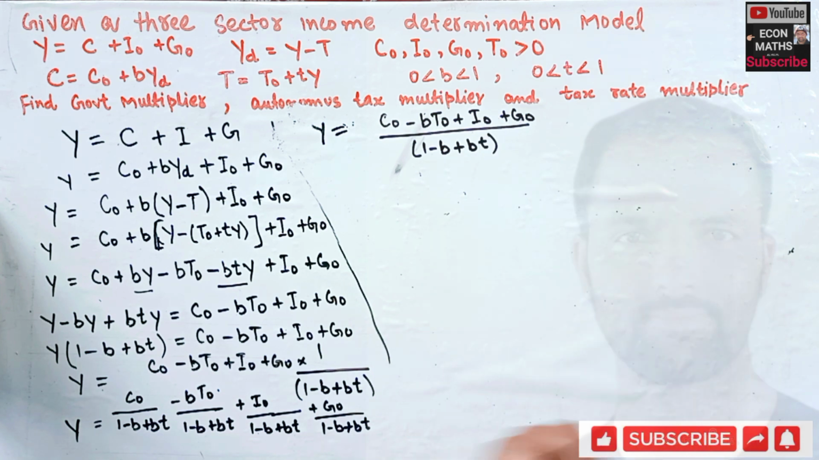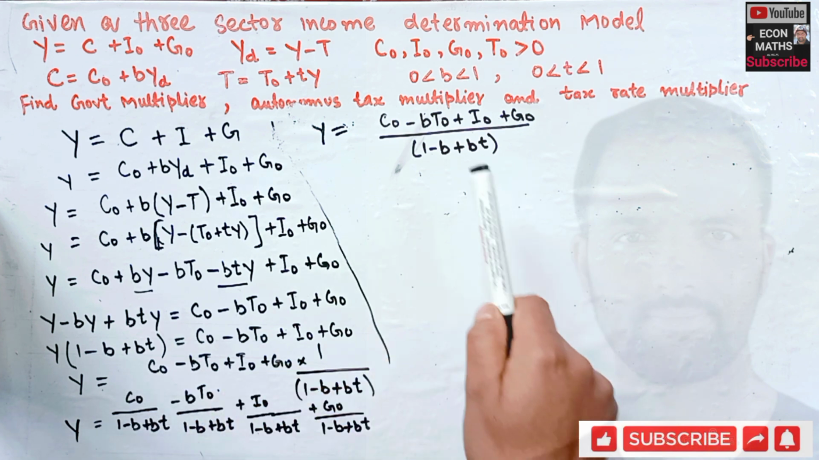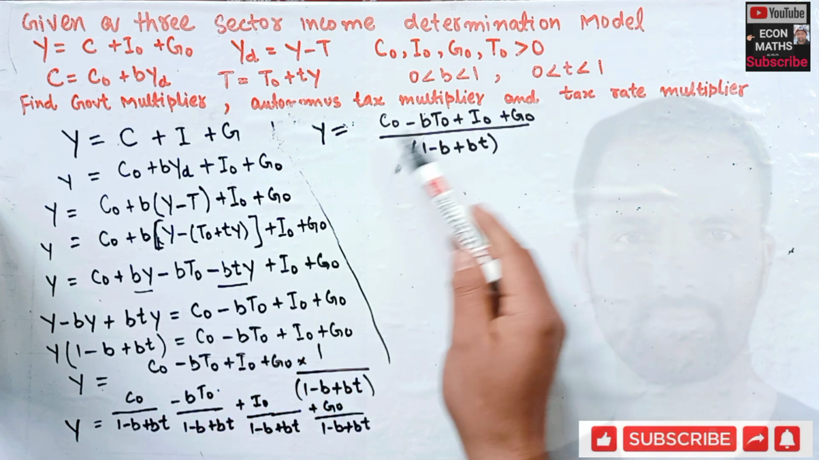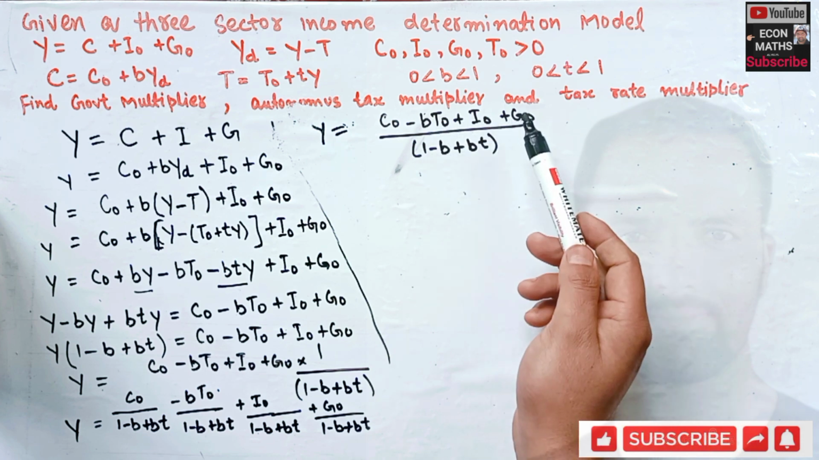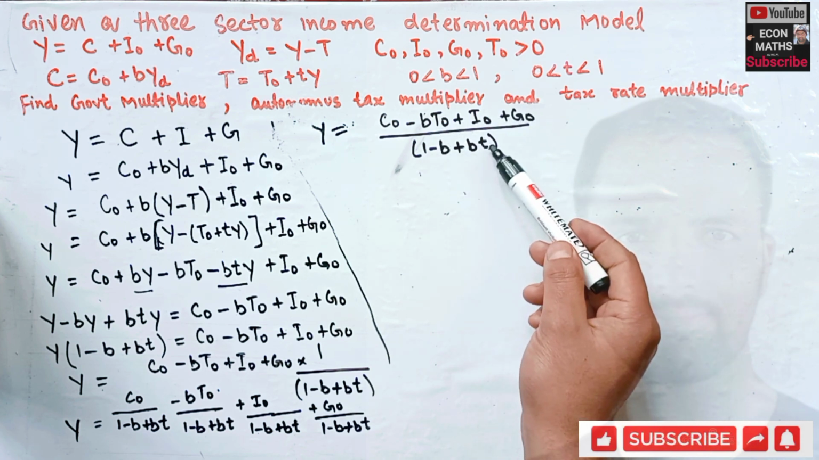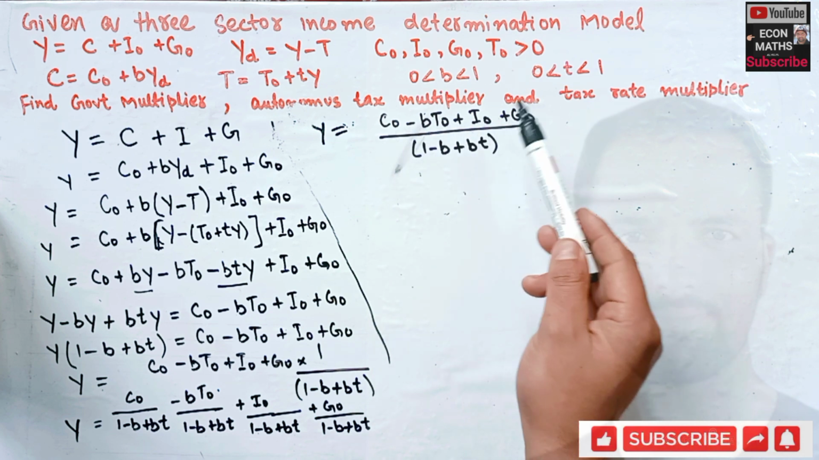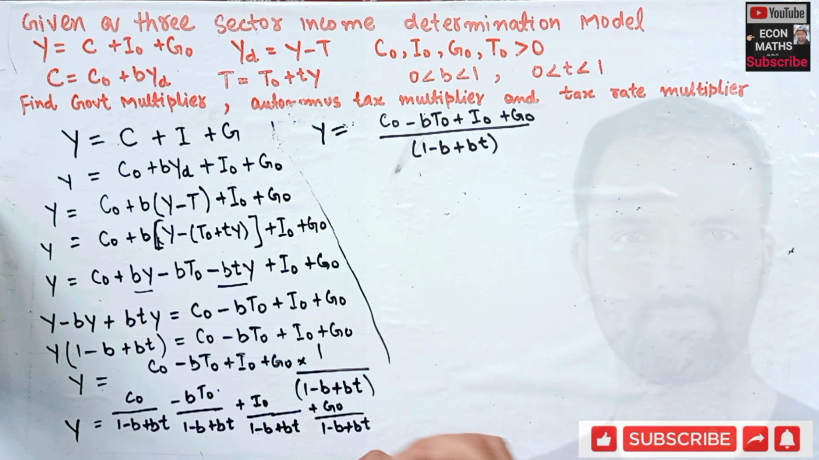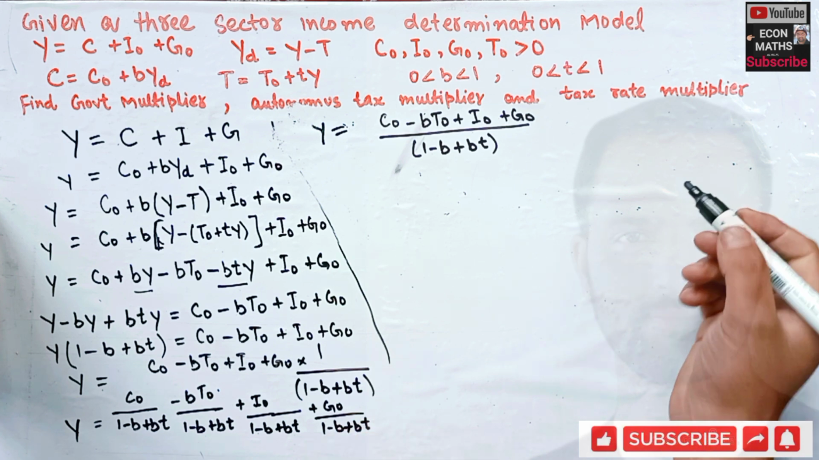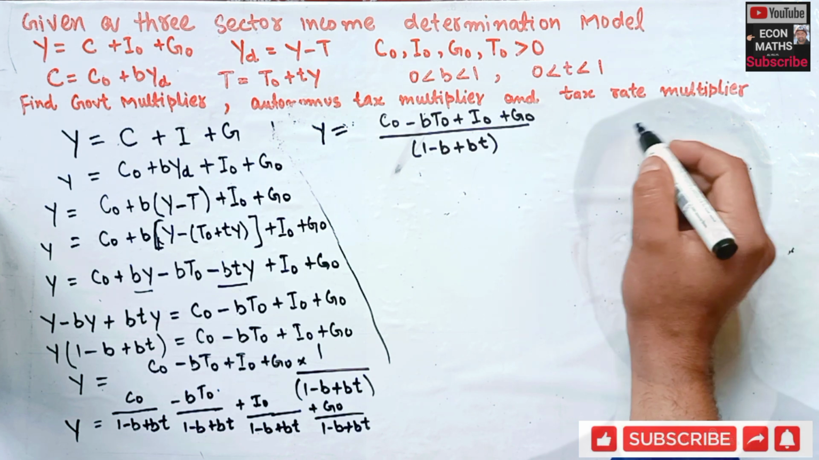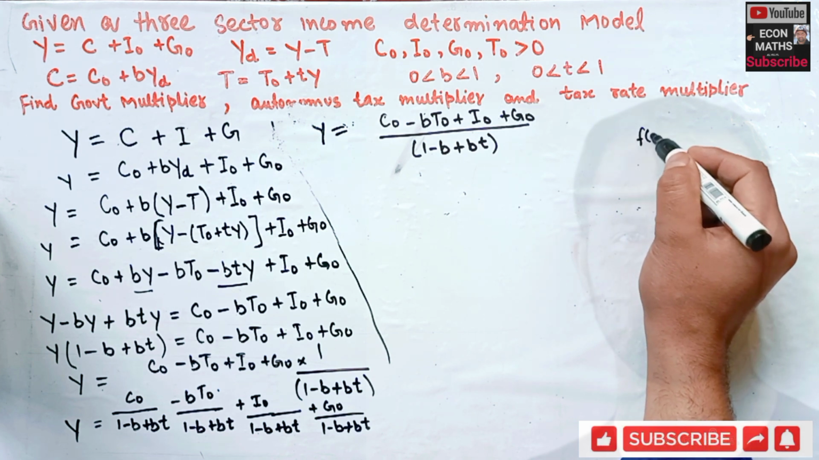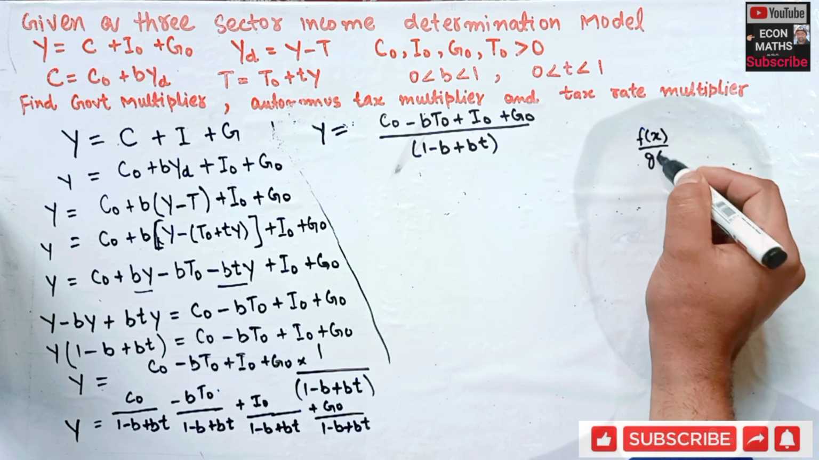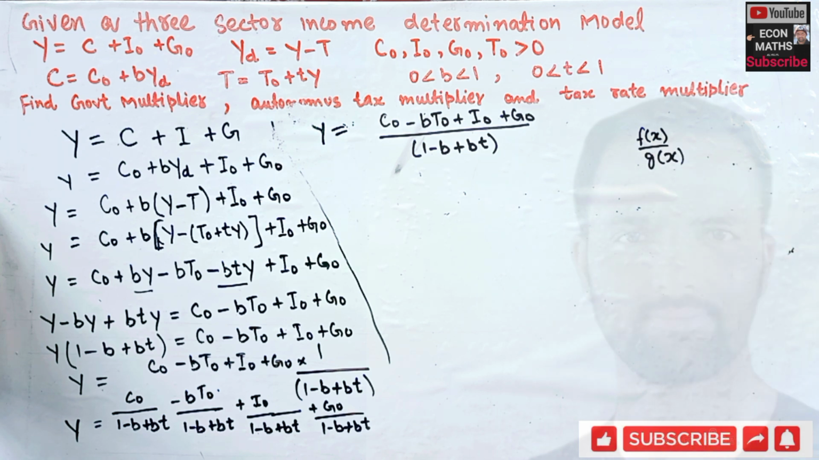Now we need to find the tax rate multiplier. That means we have to differentiate this income model with respect to t, this small t. You can see in the numerator we have no small t; the small t is only in the denominator. Then how do we solve this? It's very easy, we can use the quotient rule here. So what is the quotient rule? The quotient rule is simply, if we have two functions, let us say f(x) upon g(x).